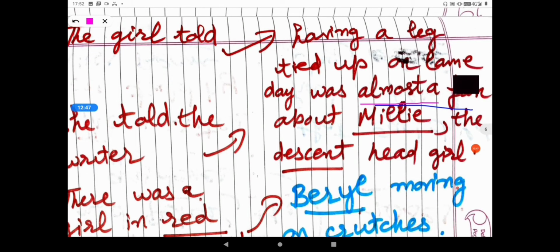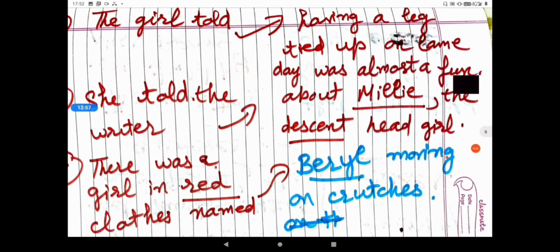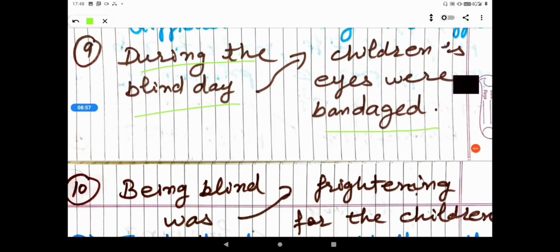And next, the author asked her about a girl, and she was acting to be blind. She was not really blind. Being blind was frightening for the children.